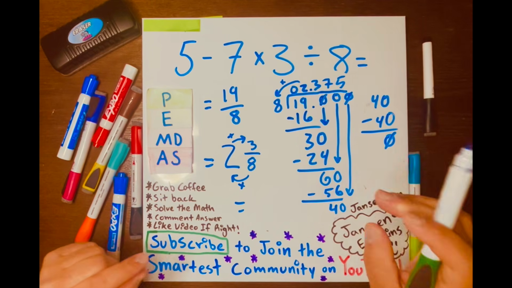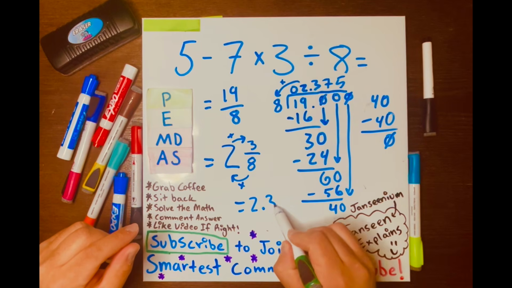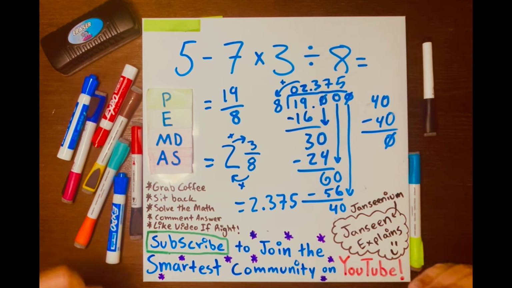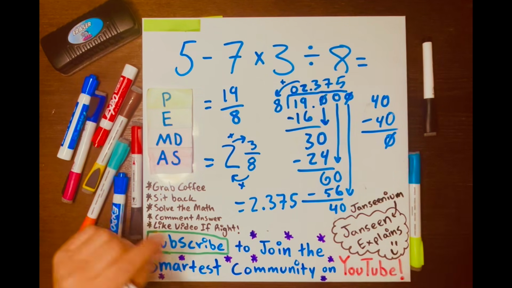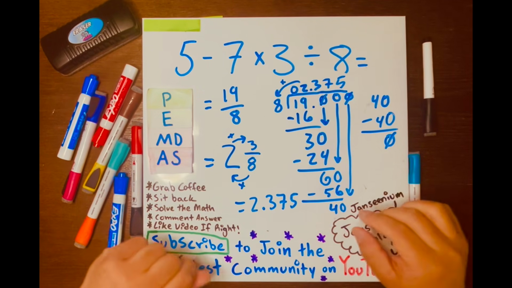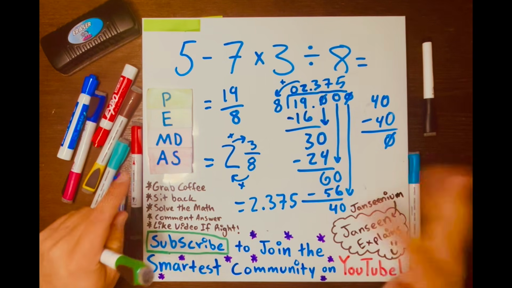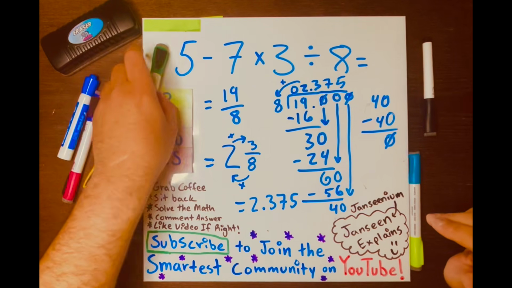So your answer in decimal form is 2.375. Look at that. We got 3 different answers. They're all correct. 19 over 8 is your improper fraction. 2 and 3 over 8 is your mixed number answer. And lastly, your decimal answer, 2.375.